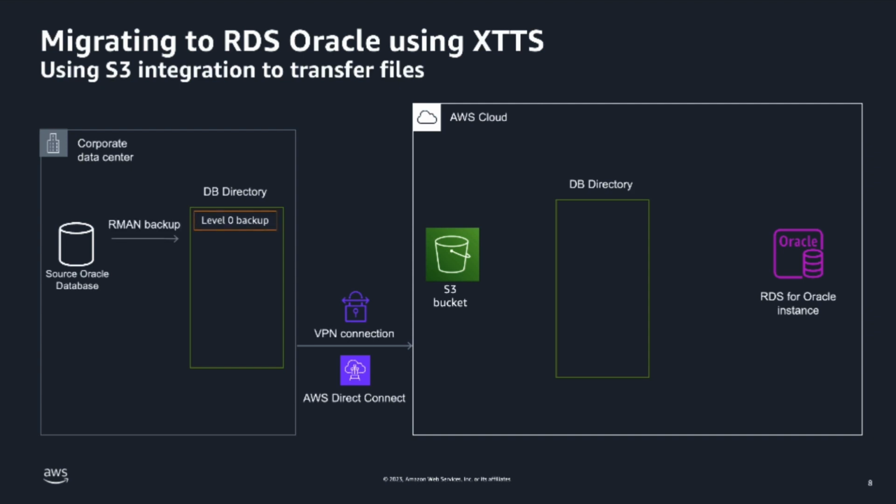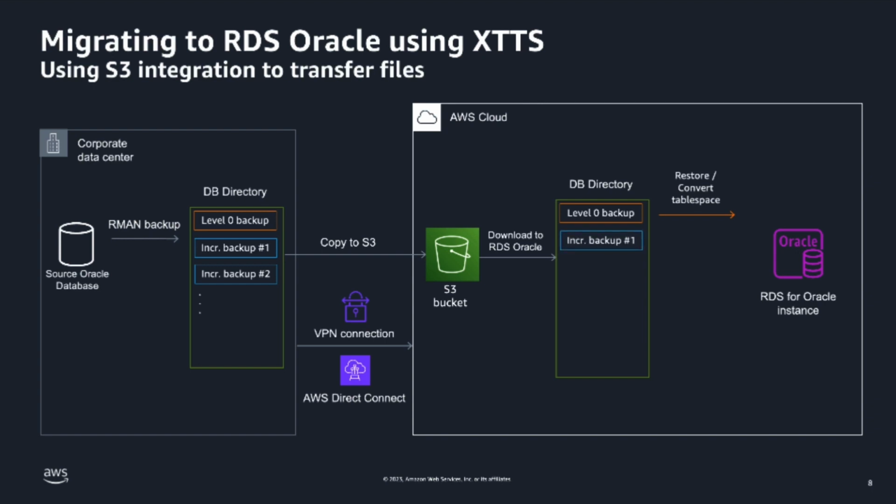Take level 0 RMAN backup and copy to S3. Then download to the RDS Oracle instance, then restore the backup on the RDS for Oracle instance. Take incremental backups depending on how frequently you want to take them, and repeat the steps of copying to S3 and downloading from S3. Roll forward the tablespaces backup on RDS Oracle using these incremental backups.